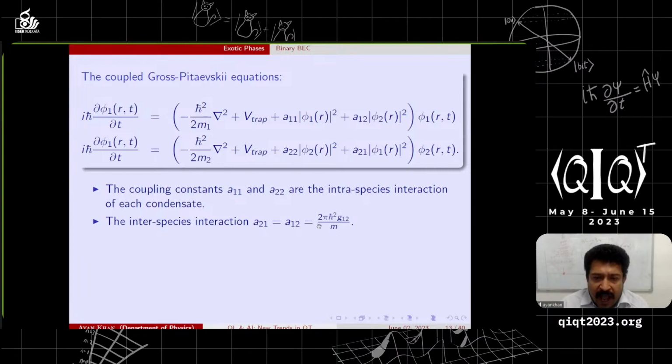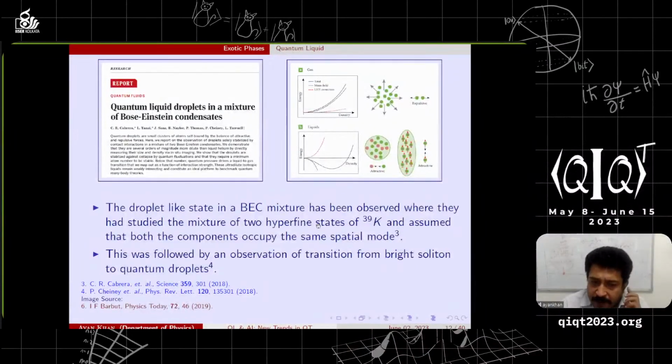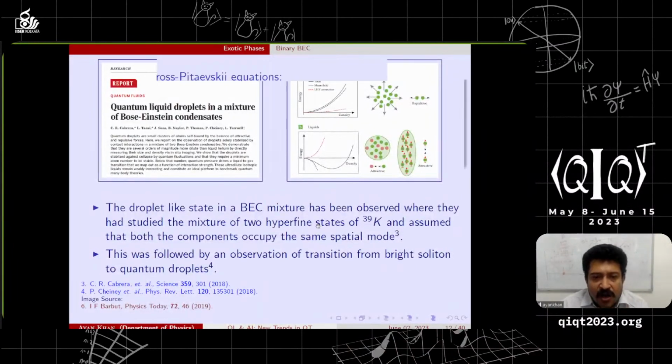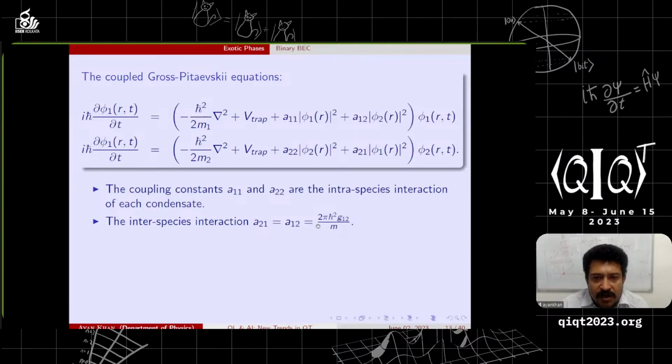So as we were talking about binary BEC, how to model the binary BEC? This is a very standard coupled Gross-Pitaevskii equation. Here, A11 and A22 are the intraspecies interactions, and A12 and A21 are the interspecies interactions between the two components.